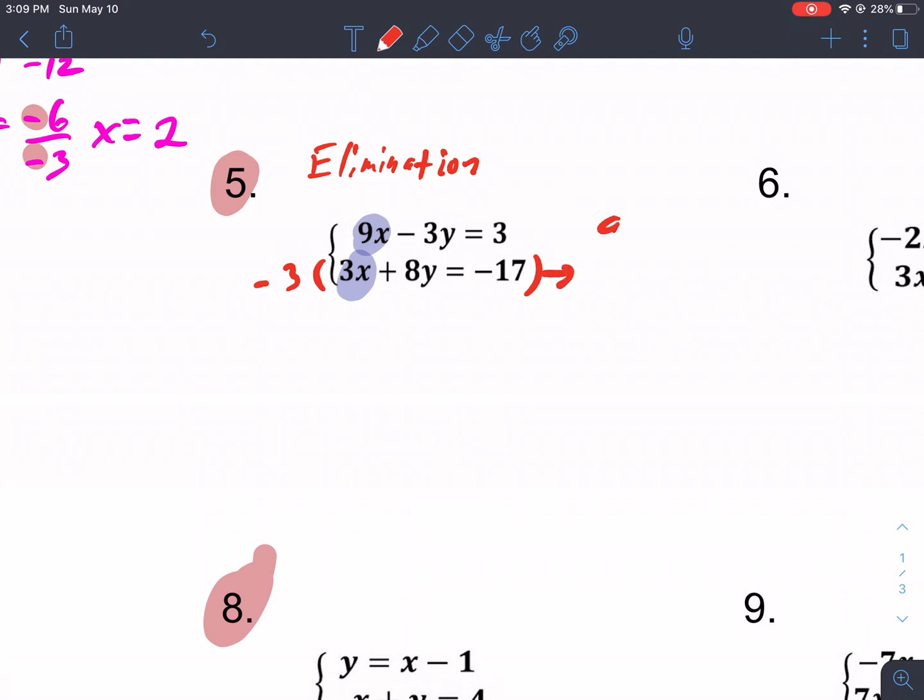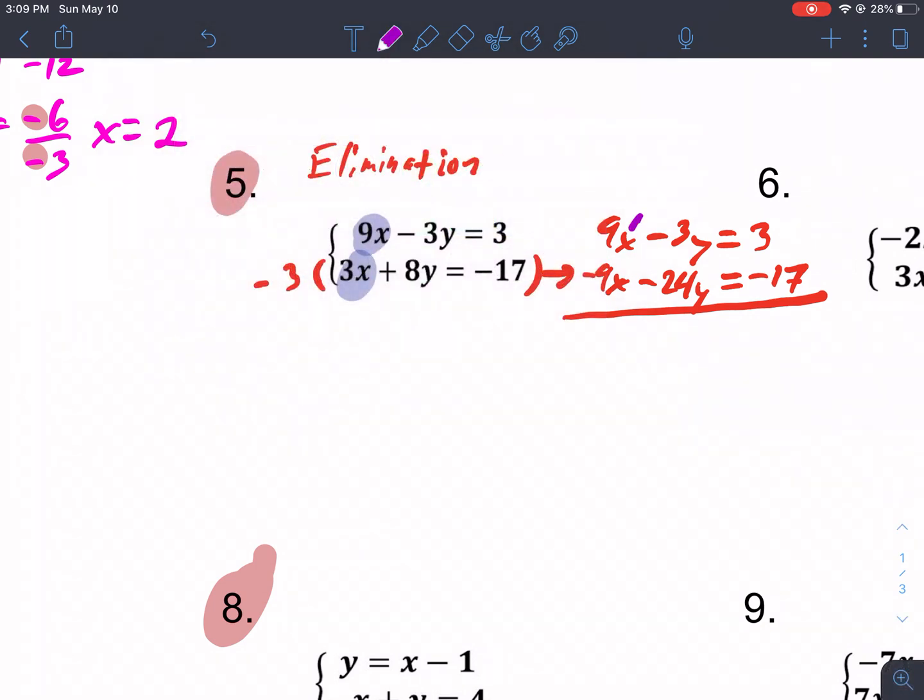So when I do that, top one's going to stay the same, right? 3y equals 3. Bottom one's going to get me negative 9x. Well, negative 3 times positive 8 is negative 24y equals, and then negative 17. Stack those up, the x's cancel each other out. Now I have a negative 3y minus 24y. That gets me negative 27y. Now I have a 3 minus 17. That's going to give me negative 14, right? The bigger number is negative, so that stays negative.